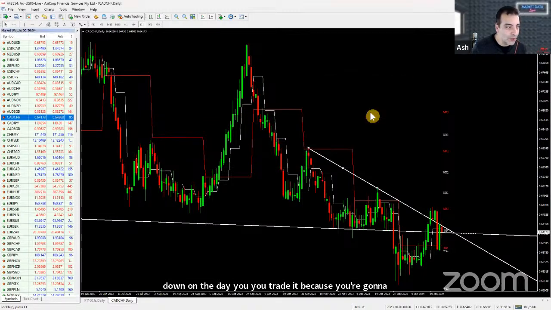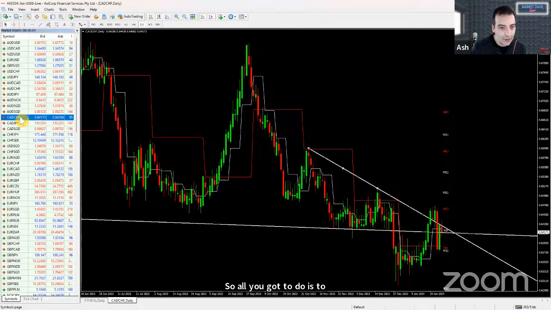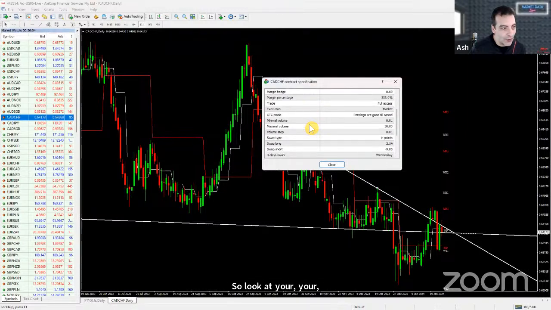So all you've got to do, as I say, is look at your Market Watch window. So look at your pair. Click on specifications, and it tells you whether you're charged or whether you're paid for holding the position, and you're looking at swap long, swap short. That's all you need to see.